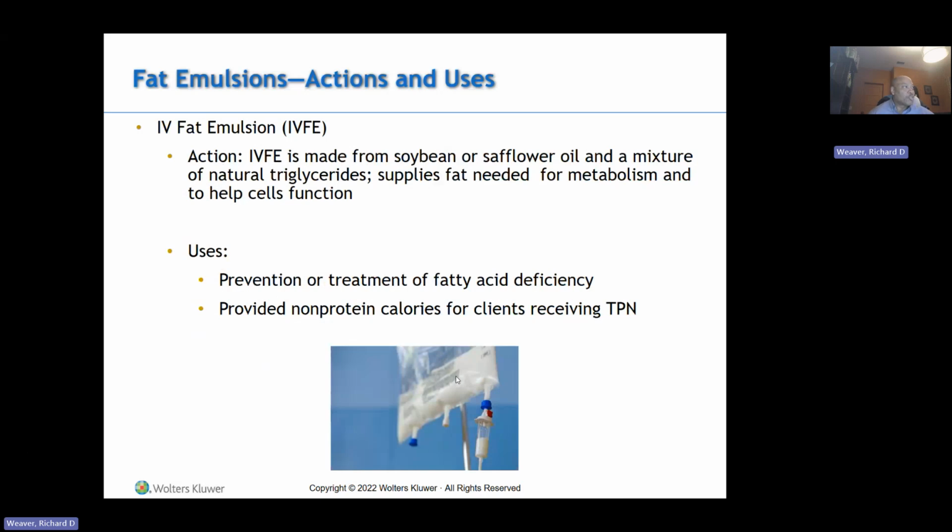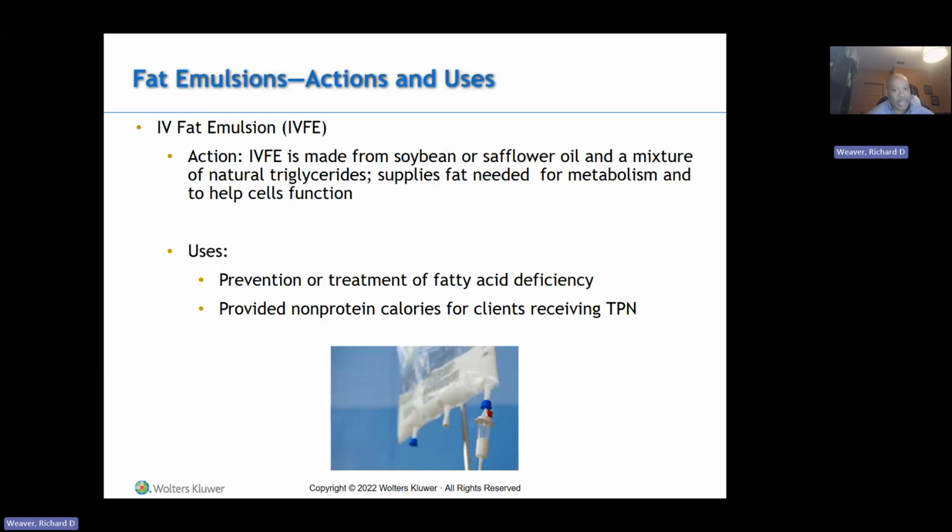So IV fat emulsion, this is the white stuff that you see here in the picture. It is made from soybean or safflower oil and a mixture of natural triglycerides, so fats, lipids, right? Supplies fat needed for metabolism and also to help cells function, because our cells still do need fats in order to function or survive, just not too much. All right. Uses: prevention or treatment of fatty acid deficiency. And also provides non-protein calories for clients receiving TPN.